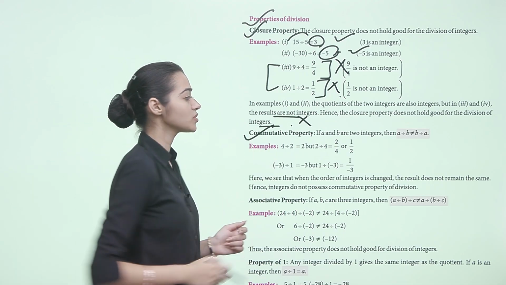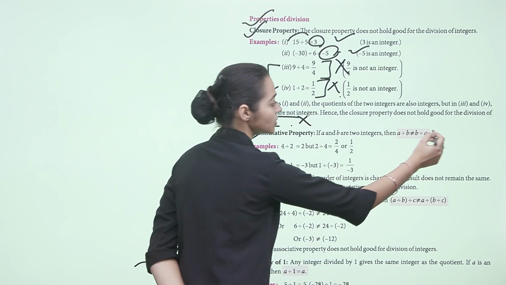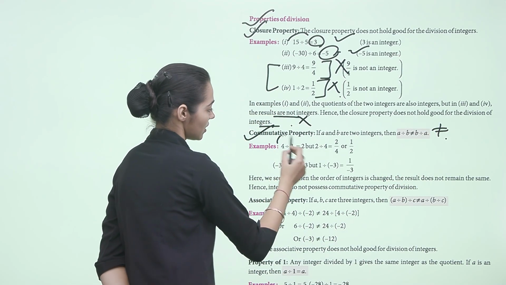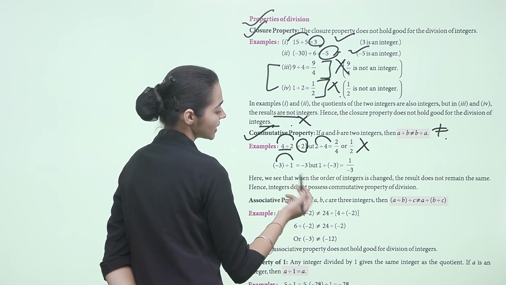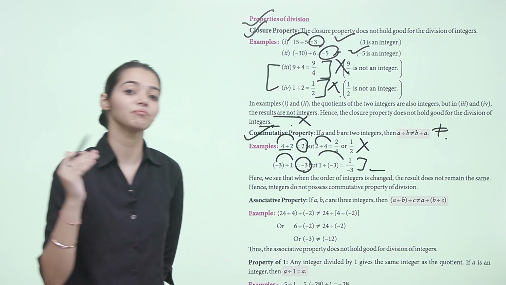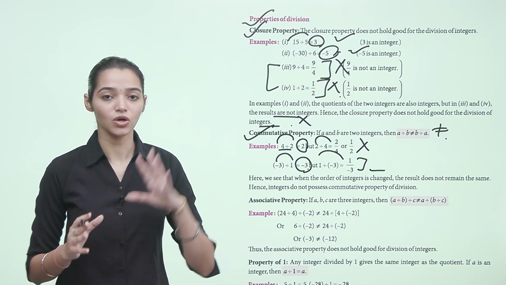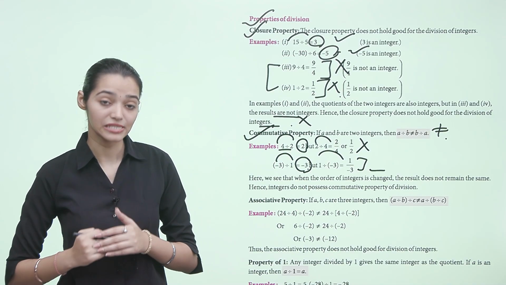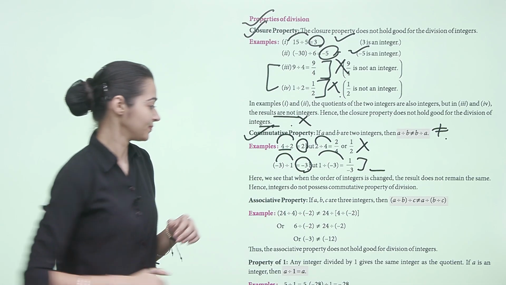Now next is our commutative property. Now if a and b are two integers, then a divided by b is not equal to b divided by a. Why? Because here 4 divided by 2 is 2, but 2 divided by 4 is half. Minus 3 divided by 1 is minus 3, but when we divide it the other way, we get minus 1 by 3. So here we see that the order of the integers is changed and the result does not remain the same. Hence, integers do not possess the commutative property of division.